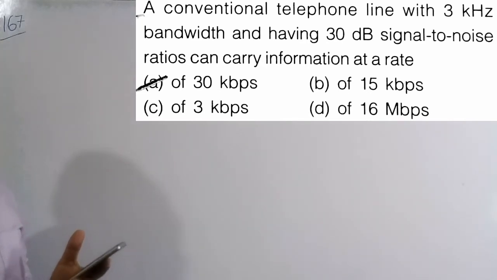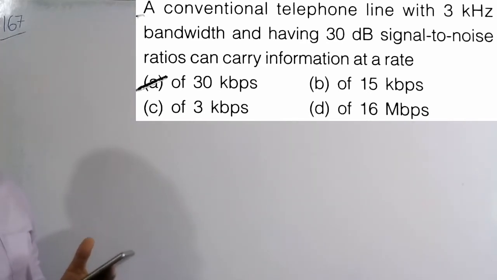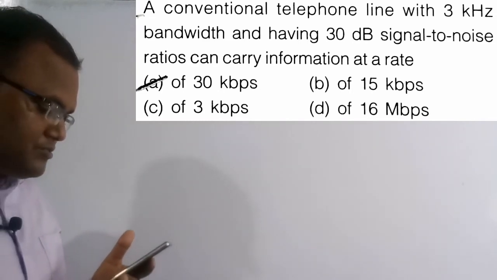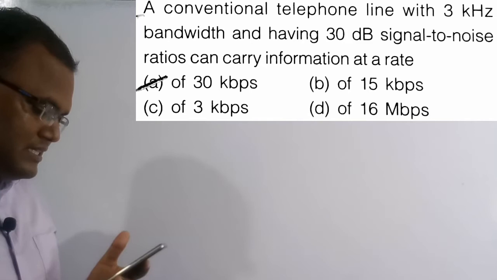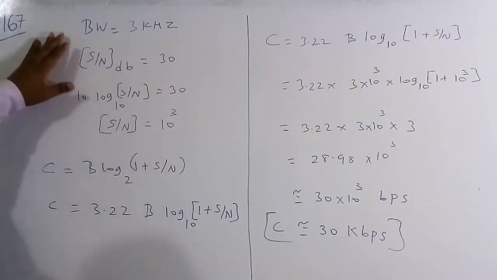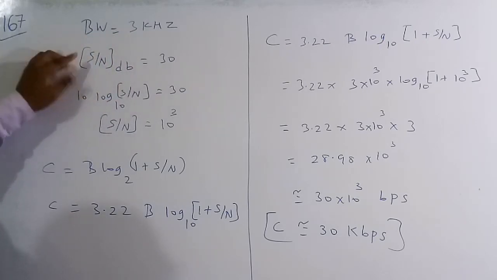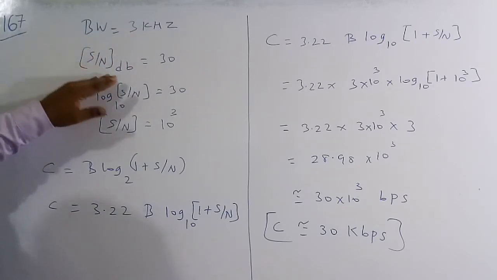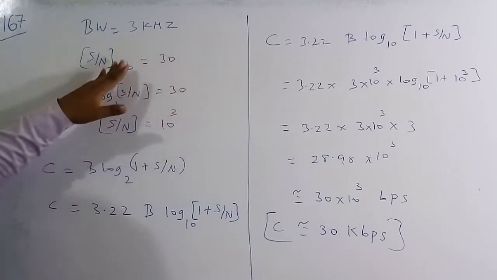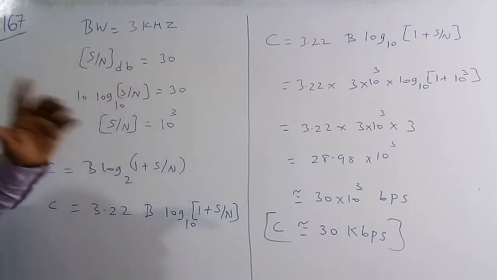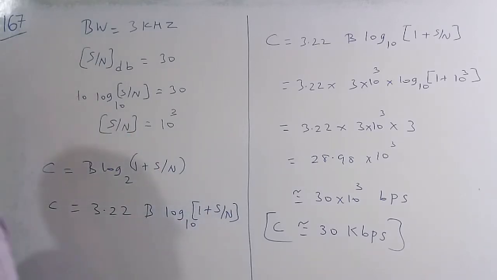Therefore this channel can carry information at a rate, meaning we need to figure out the channel capacity, how many bits per second are being transmitted through this telephone communication line. What are the four options? Option A, which is 30 kilobits per second, is the correct solution of this question. In this question they are given that the bandwidth of the telephone channel is 3 kilohertz and the signal to noise power ratio in dB is 30. Based on this we have to find the channel capacity, meaning how many bits per second are being transferred through this channel.